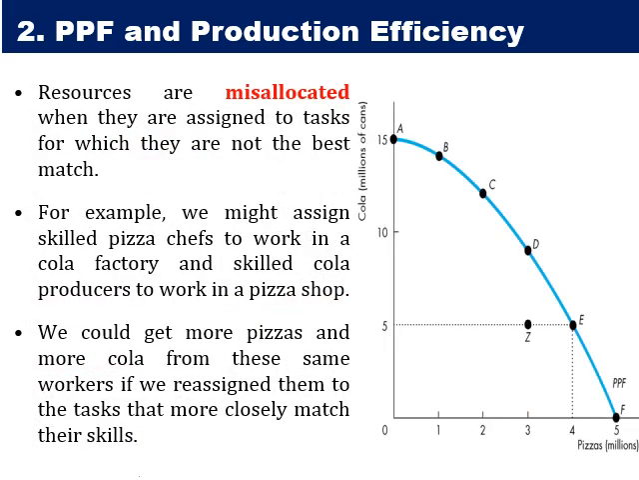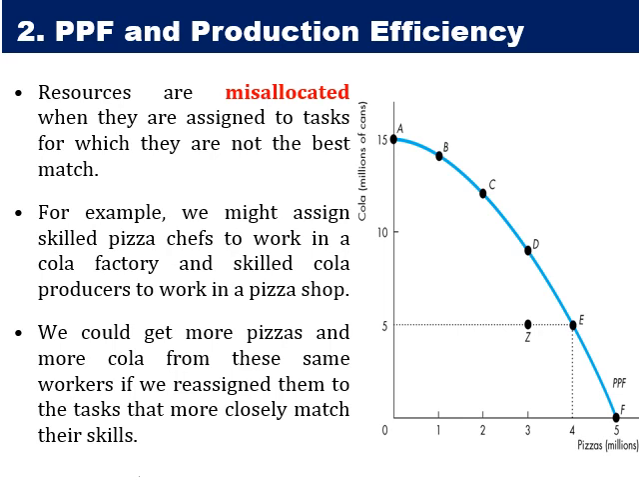Concerning the misallocation of resources, it means that resources are not assigned to the adequate or the best use. For example, this may imply that we assign a skilled pizza chef to work in a cola factory and a skilled cola producer to work in a pizza shop.